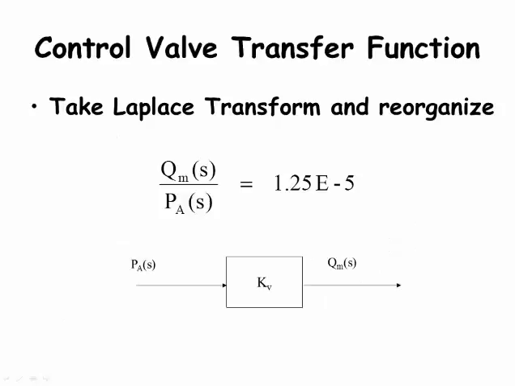Now that we know the relation, we can take the Laplace transform and find the transfer function for the actuator, Qm over the actuator control pressure PA. The transfer function equals 1.25 times 10 to the minus 5. Here is the block diagram for the control valve actuator.